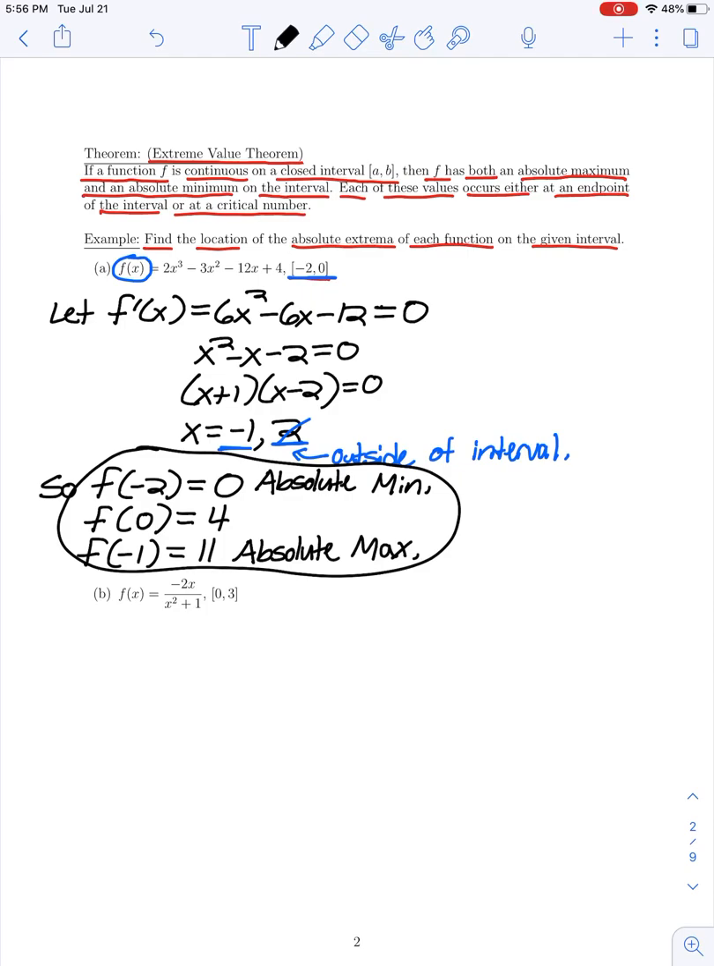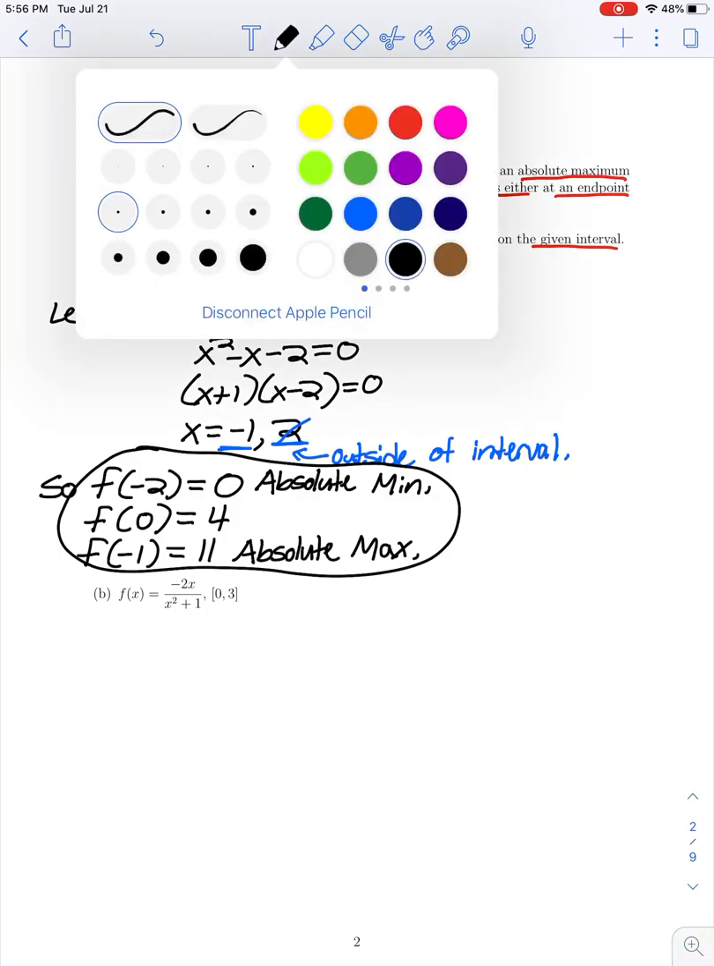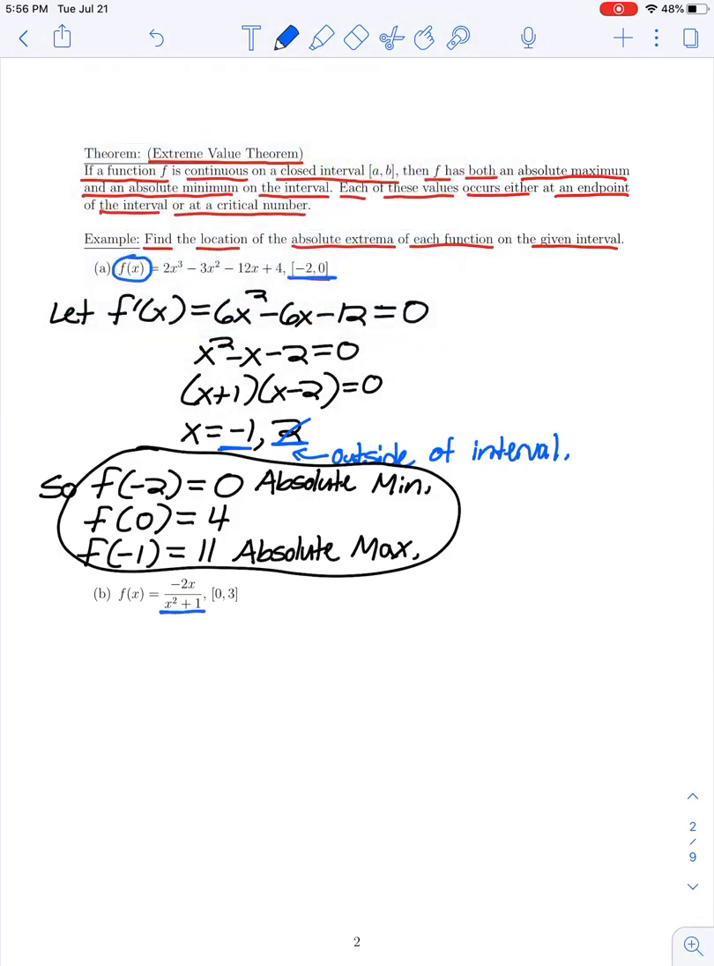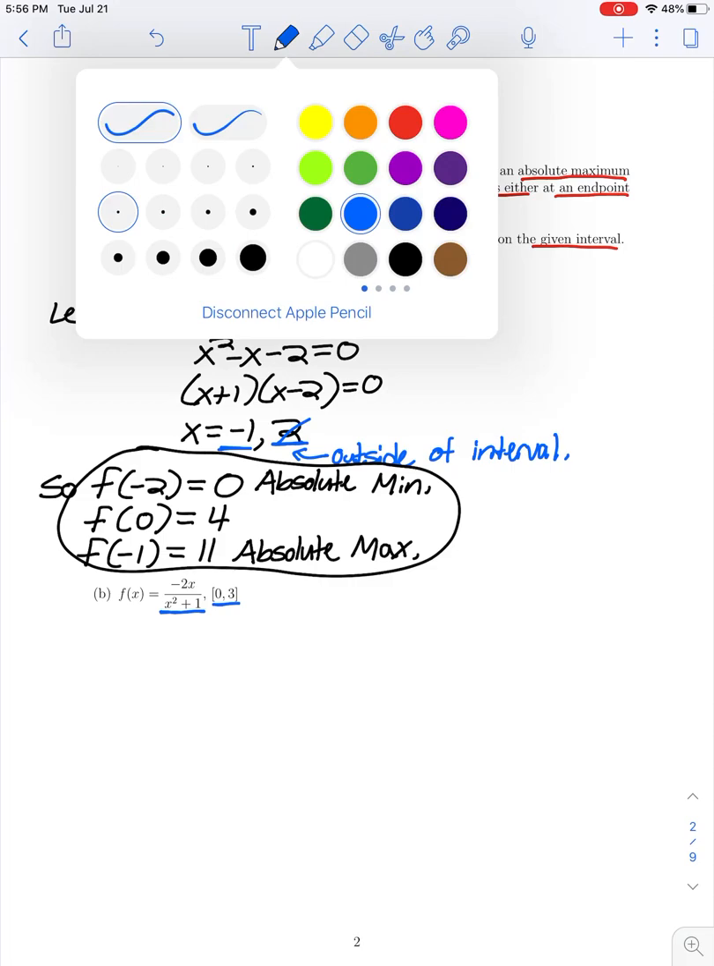Now in part B, we have f of x, a rational function, a quotient of two polynomials, on the closed interval from 0 to 3. We see that for this function, our denominator, x squared plus 1, can never equal 0, so this function is continuous everywhere. Since it's continuous over a closed interval, the extreme value theorem says it must have both an absolute maximum and minimum value on that interval. Those values occur either at the endpoints, 0 and 3, or at a critical value. So we need to find the critical values of this function.